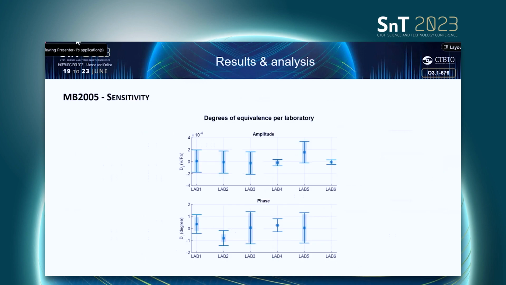Okay. Last result, for the sensitivity. The sensitivity is an absolute sensitivity, while the frequency response is a relative one, just to be precise. So the sensitivity is at 1 Hertz. You have here the degrees of equivalence in amplitude and in phase for all the laboratories. We have a situation of failure performance for lab 2 for the phase, and a warning regarding the claimed measurement uncertainty for lab 4 for the phase. For the other points, all is okay, we have situations of successful performance.